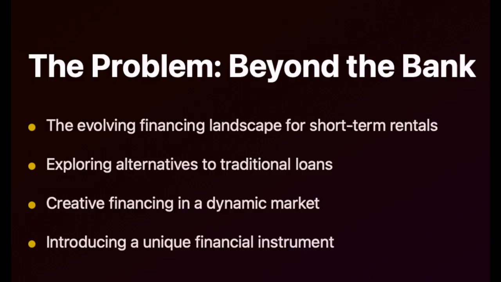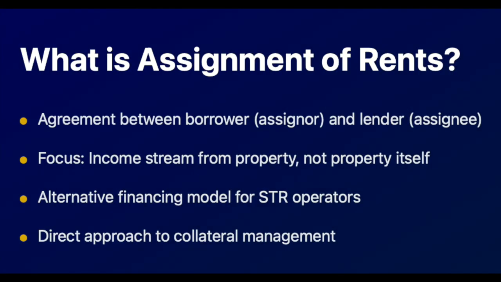Okay, let's unpack this then. At its heart, this specific agreement is between an assignor, who is the borrower in this scenario, and an assignee, who is the lender. What immediately jumps out is that the loan isn't secured by the physical property itself, right? Not like a traditional mortgage. No. Instead, the collateral here is directly tied to the income generated from the property. It's that income stream that really takes center stage.